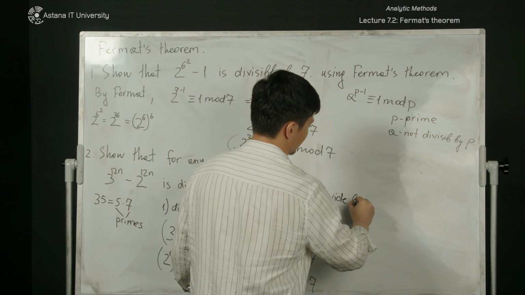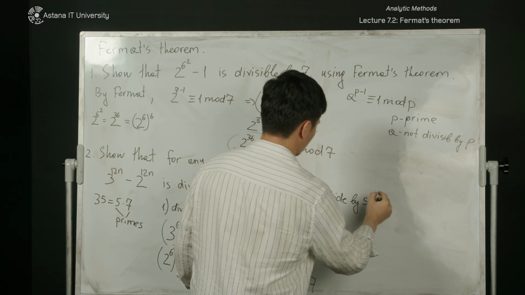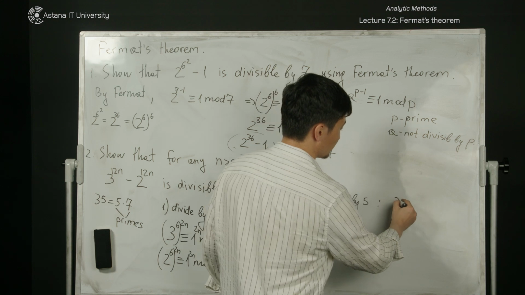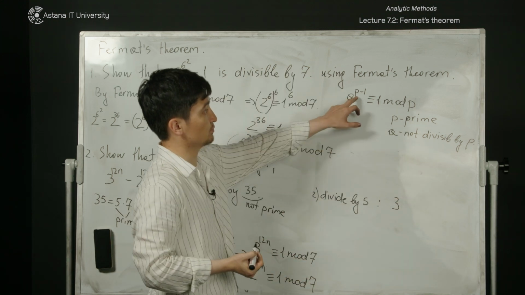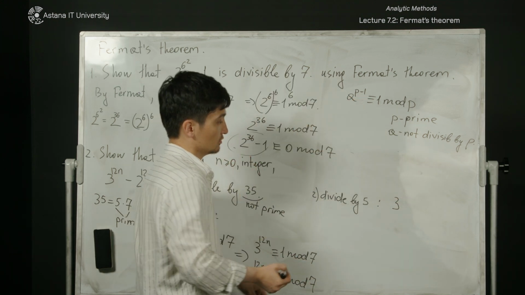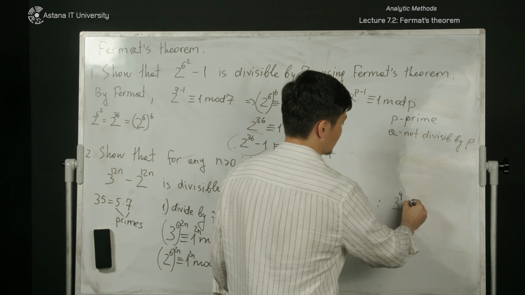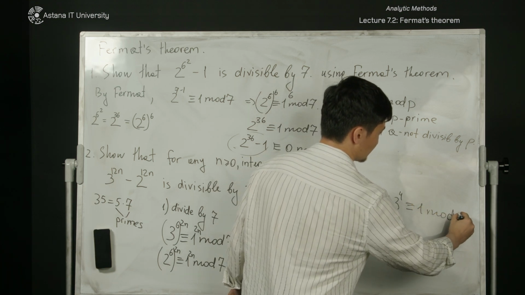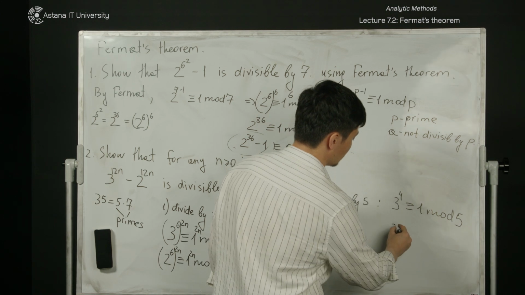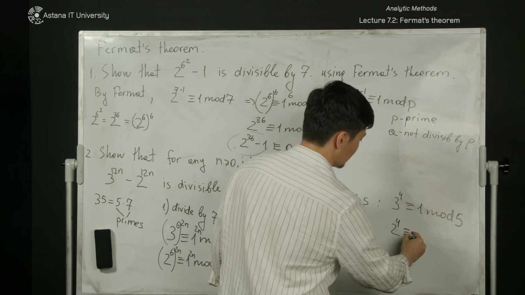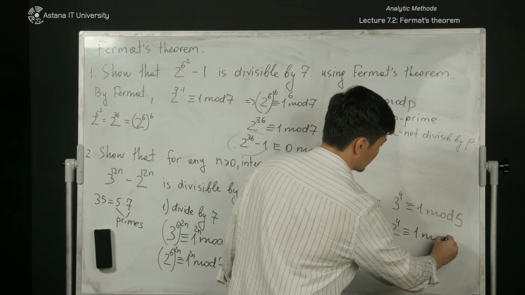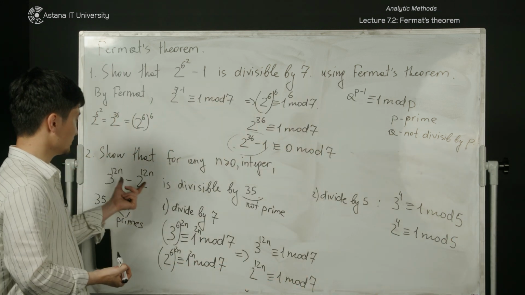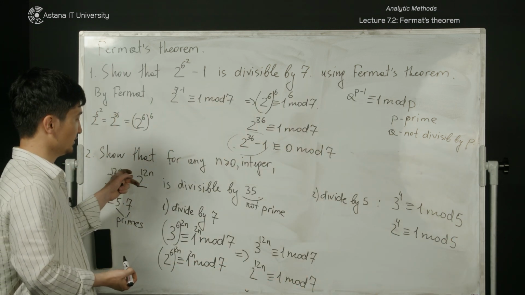Divide by 5. Now we will have 3 to the power of, remember, p minus 1, right? 3 to the power of 4 gives me remainder 1 mod 5, and 2 to the power of 4 gives me 1 mod 5 as well, right? But remember, my expression is 3 to the power of 12n and 2 to the power of 12n, right?